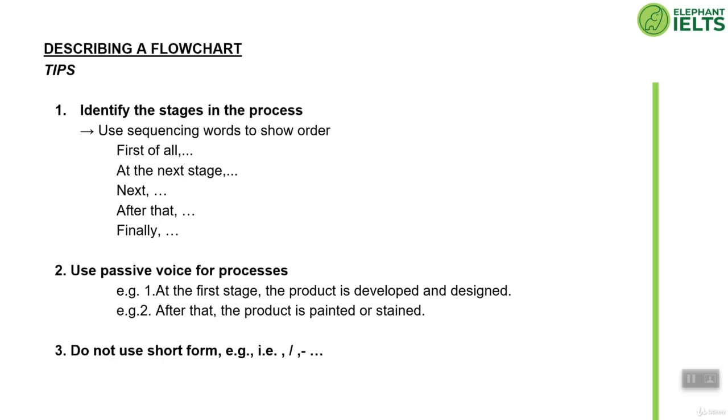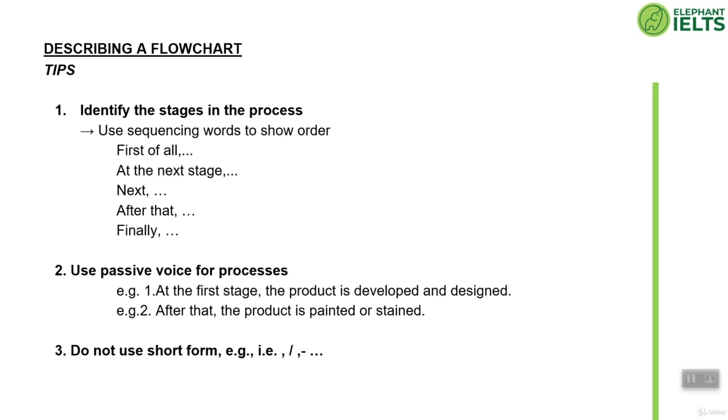Another thing we should do is to use passive voice, because we're not interested really in who does the action. We're interested in the actual action itself. So look at this one. At the first stage, the product is developed and designed. So we use passive voice. It's more formal and it focuses on the action. Another example, after that, the product is painted or stained.